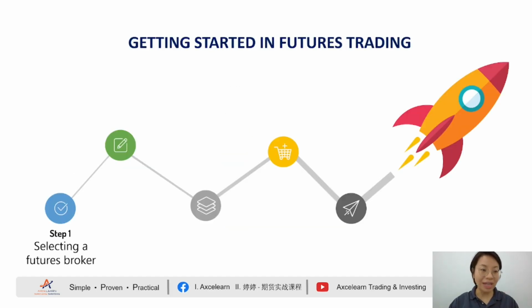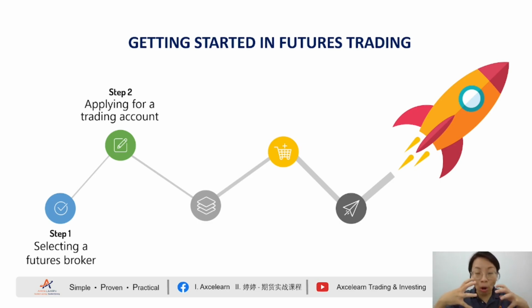Then once you finalize and have selected your futures broker, you can start to apply for your trading account. Nowadays, many futures trading accounts can be applied for online. Let's say, for example, like just now, my understanding is you can complete everything online itself. So with CGS CIMB Futures, these days you can apply and complete your whole application online. You don't even need to visit their branches or their HQ itself.